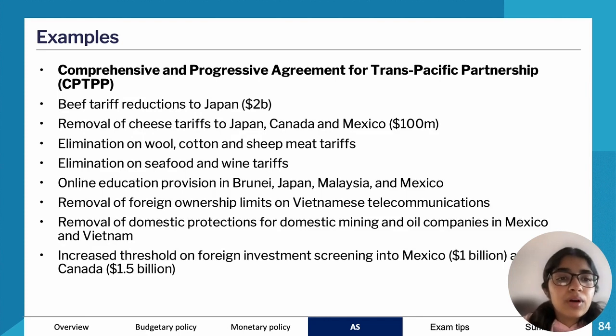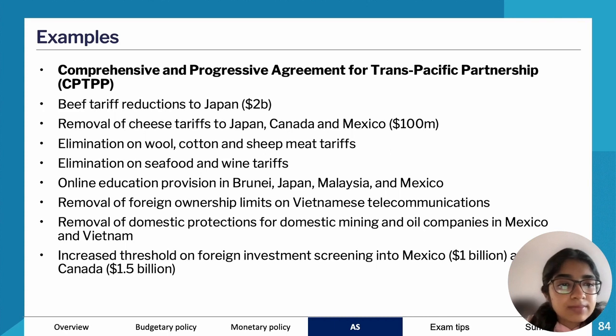Okay, so an example of free trade is the CPTPP. That's basically a partnership with Japan, and it's basically beef tariff reductions to Japan. So we're removing our cheese tariffs, we're removing the beef tariffs, so that it's easier for us to sell our goods and services overseas.